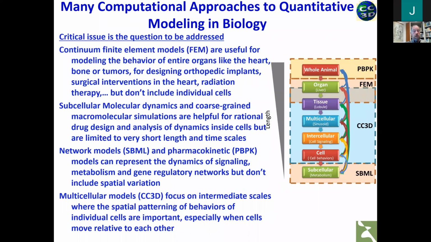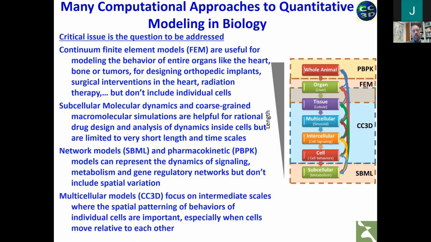Network models, which is what Herbert covered last week, are non-spatial models that talk about the relationship between components. For example, that A promotes B and C, and B promotes D, and C inhibits D. That's a network model. There are also pharmacokinetic models, which describe how chemicals are transported and transformed in the body. Those are all non-spatial models, but they can be very powerful, and they're used widely in industry.